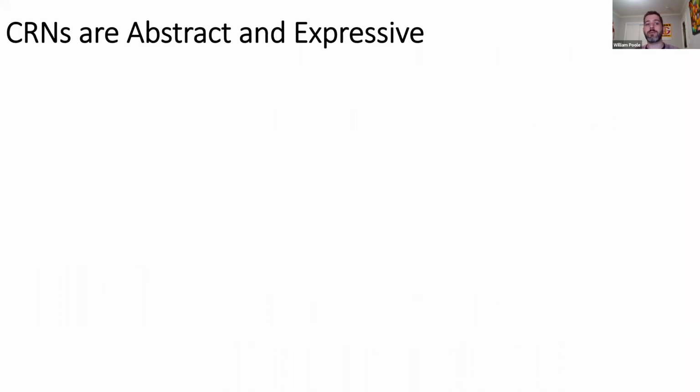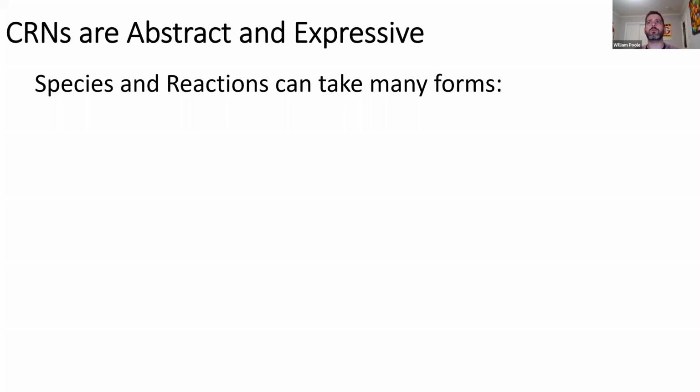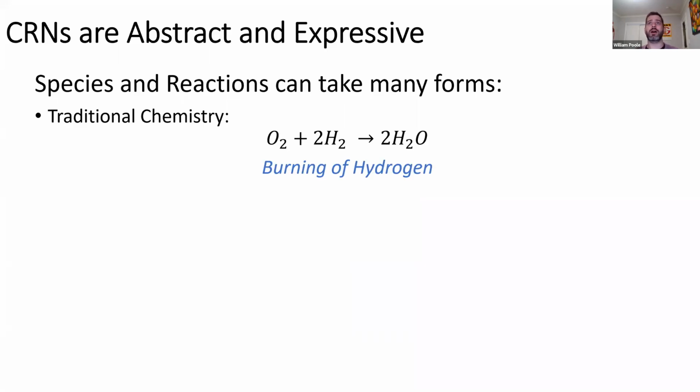Now, the thing I really like about chemical reaction networks is they're both abstract and expressive. They can represent information in many different ways. So what I mean by that is that species and reactions don't really have to be things about atoms necessarily. They can be more abstract. For example, in high school chemistry, you might have seen a chemical reaction like this, the burning of hydrogen to produce water, where here my species are actually molecules with atoms enumerated inside of them that change the chemical bonds.